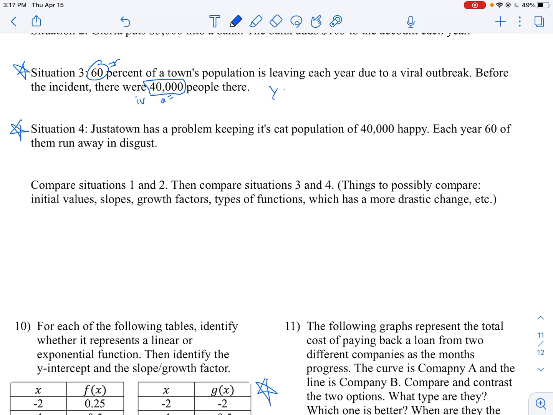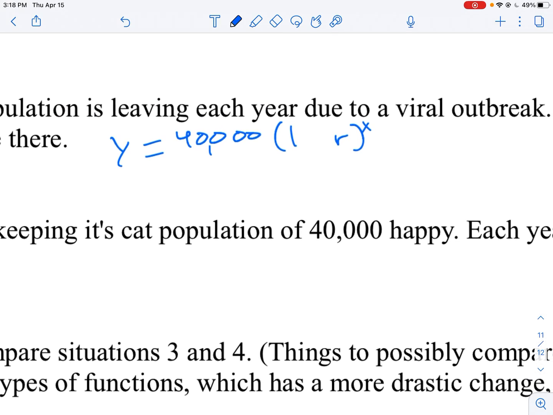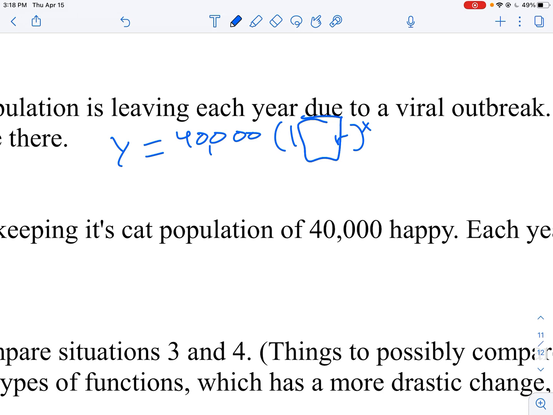And so I'm going to write it out. I got y equals a, which is 40,000. And then in parentheses, 1 and r, to the x power. This one, you do have to figure out whether you're adding or subtracting. It's like, are you going up by 60%? Are you going down by 60%? I'm actually going to put 60%. 60% is 0.6. Is it plus or minus?